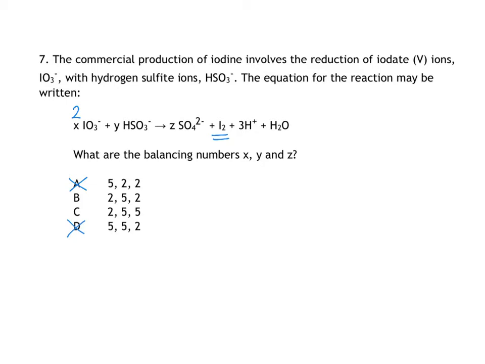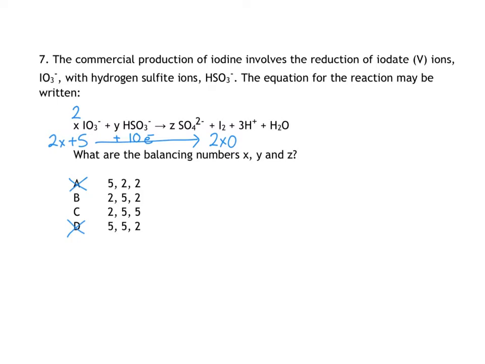So I'm going to use oxidation numbers to work this out. So it's iodate 5. So what I've got on the left hand side is 2 lots of +5, and on the right hand side I've got 2 lots of 0. So my change in my iodine is that I'm gaining 10 electrons in total.